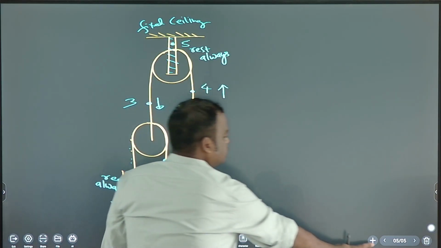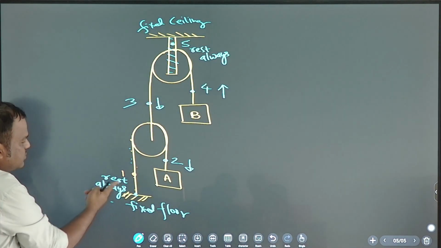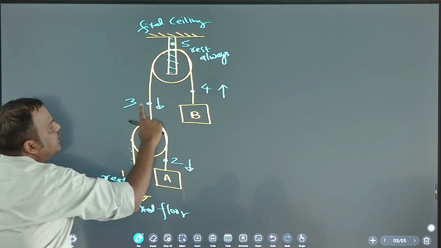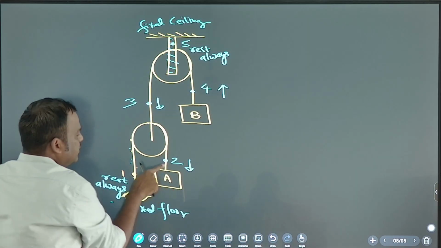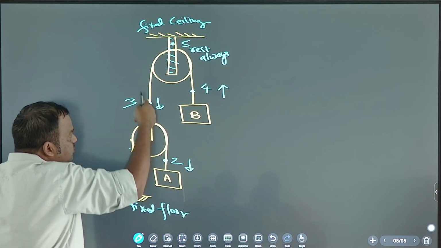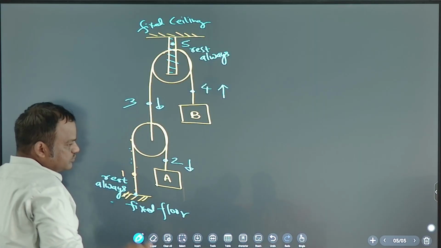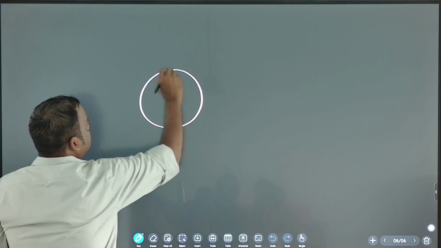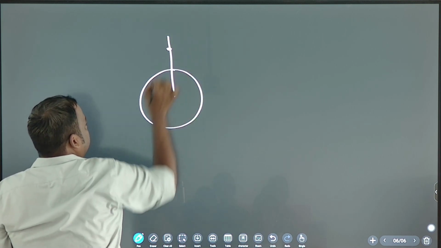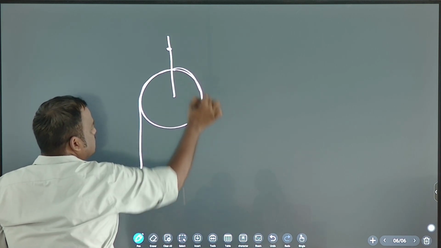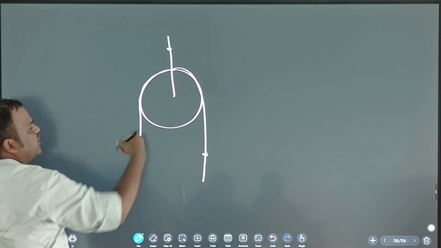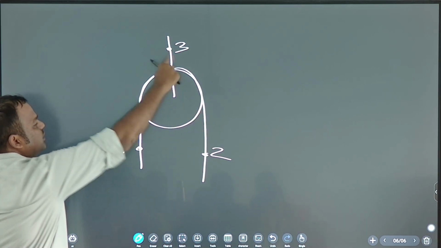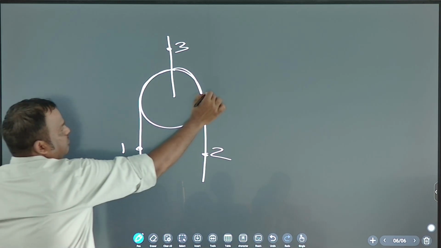So you observe again. Confirm, this is at rest, but these 3 can move. If this is going down, this is going down, this is going up. Okay, so now this is the pulley. Now you draw this diagram. 3 points you have to consider, 1, 2, 3. Now this is the pulley.